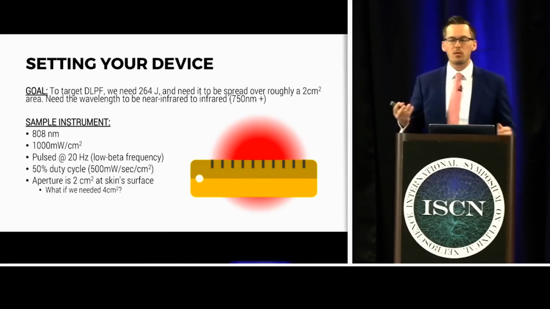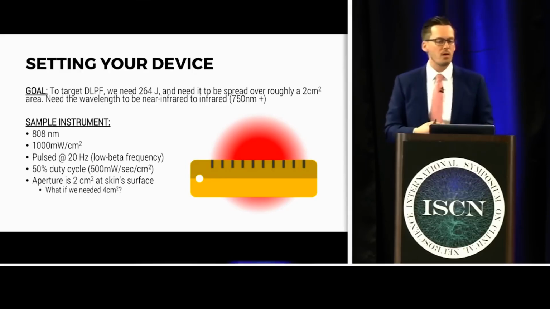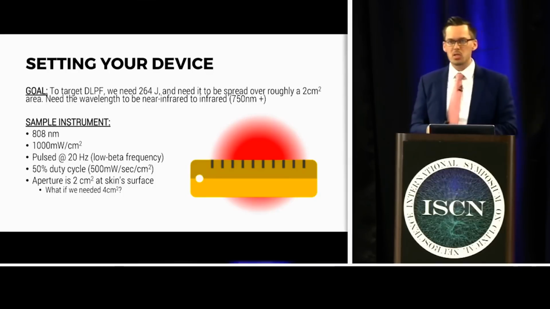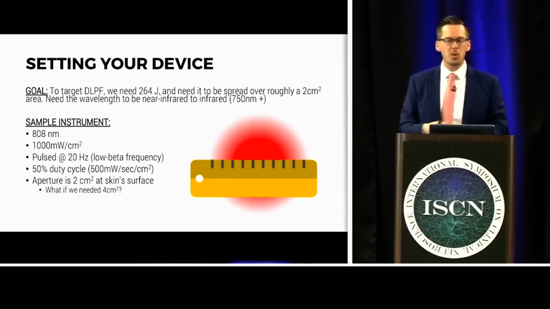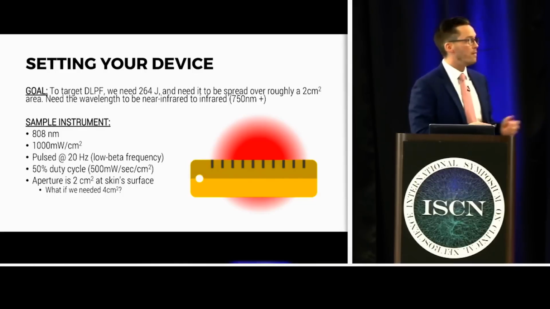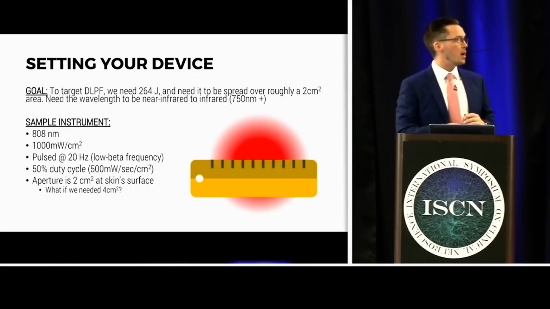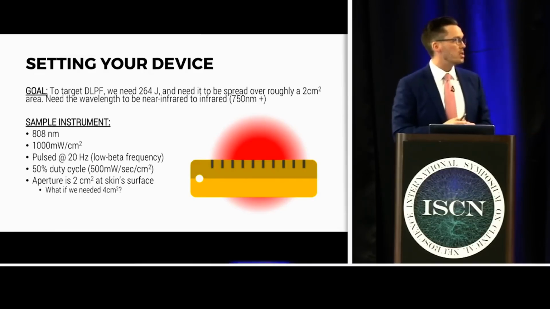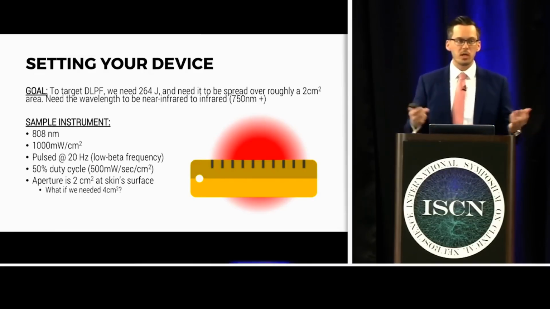It needs to be spread over roughly a 2 centimeter squared area and needs the wavelength to be near infrared or infrared, so greater than 750 nanometers. So let's talk about an instrument. Let's just say our sample instrument, no brands associated, is 808 at 1 watt per centimeter squared. It's pulsed at 20 hertz, 50% duty cycle, which means that our effective output is 500 milliwatts per centimeter squared per second. Our aperture is 2 centimeters squared at the skin surface. So pretty good, easy statistics.